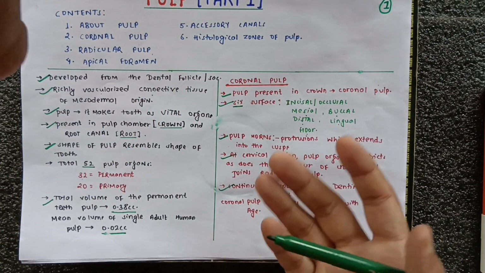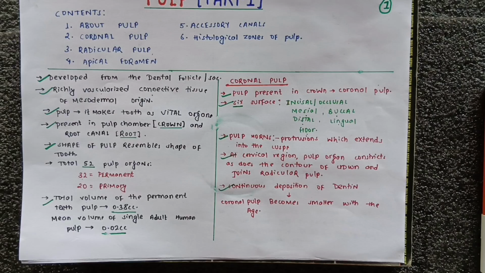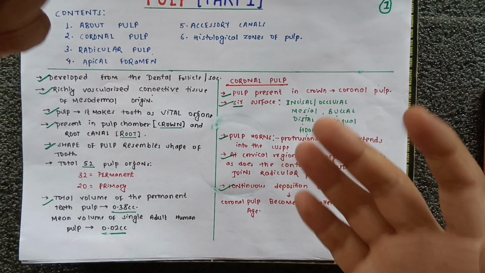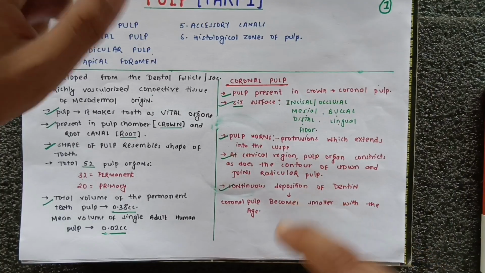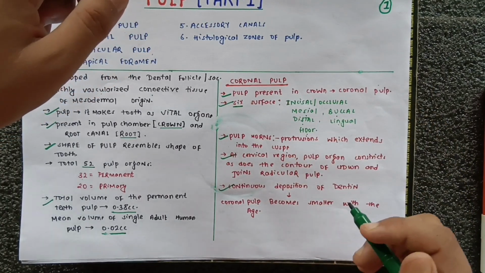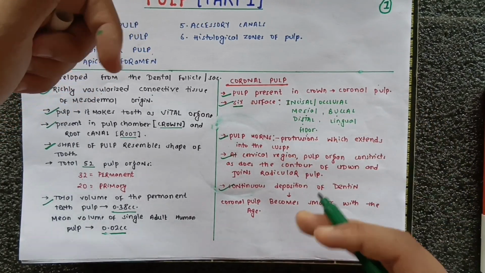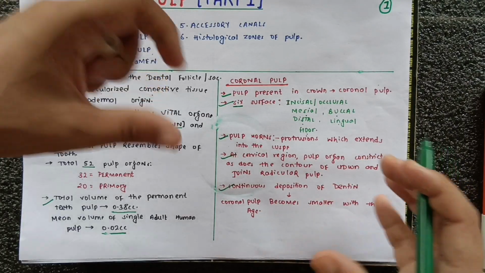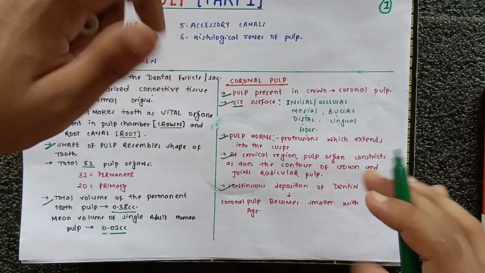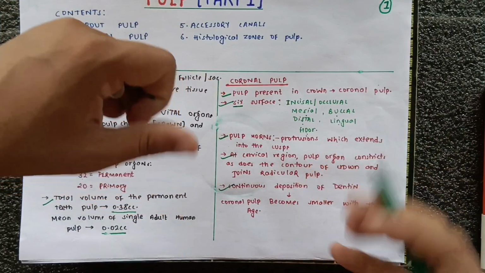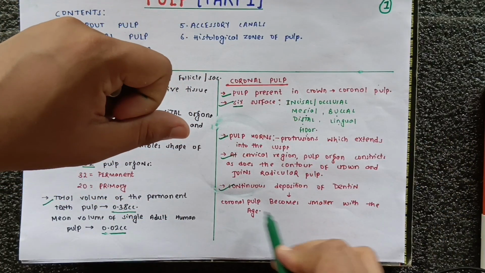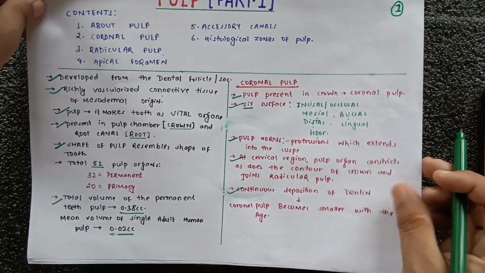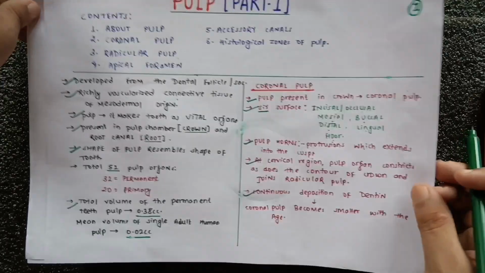As I have discussed in the dentine chapter, with the increase in age, there is an increase in the formation of sclerotic dentine, and there is also more deposition of dentine. So the dentine is formed more with age, due to which there is a constriction in the pulp, and the coronal pulp becomes smaller and smaller with age. This is very important to understand.